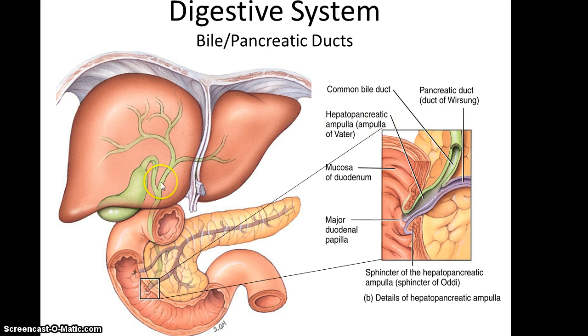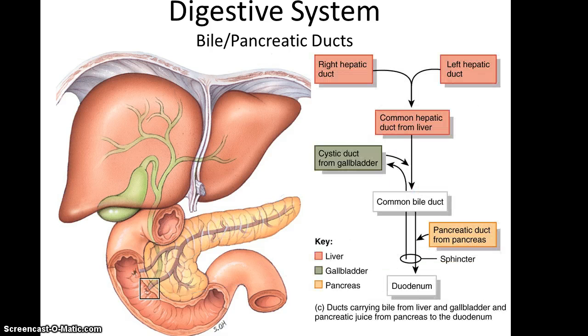The common bile duct will then take the bile from the liver down to a place where it fuses with the main pancreatic duct to form the hepatopancreatic ampule. And then, when needed, it will be released by the sphincter of the hepatopancreatic ampule, often known as the hepatopancreatic sphincter. And that will release its contents into the duodenum of the small intestine.